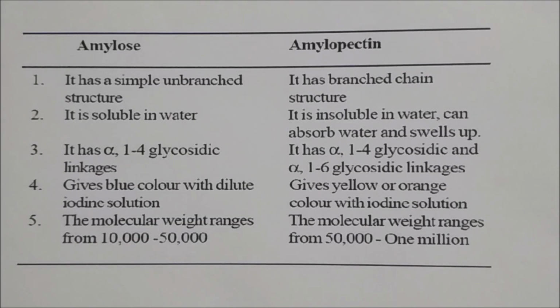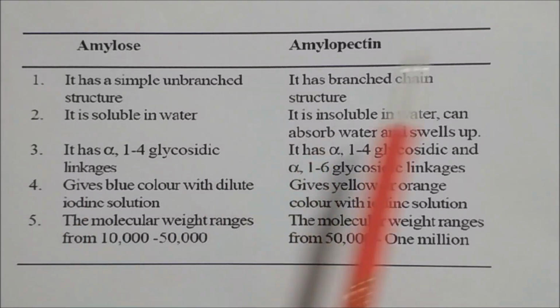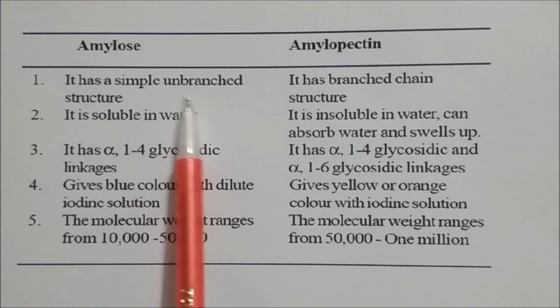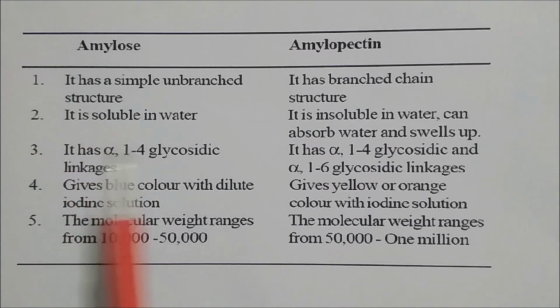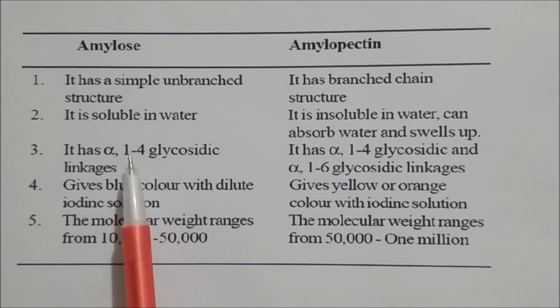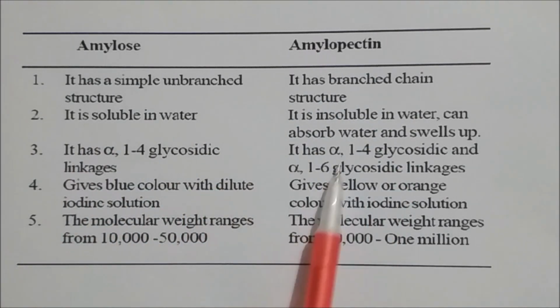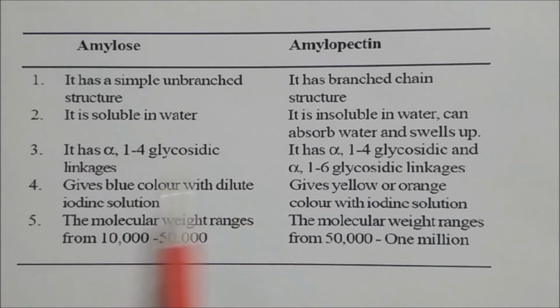Here is a pictorial difference between amylose and amylopectin. This is a simple unbranched linear chain. This is a branched chain, soluble, insoluble in water. Alpha 1,4 glycosidic linkage. Here alpha 1,4 and 1,6 glycosidic linkage. Blue color with dilute iodine solution. Here yellow or orange color with iodine solution. Molecular weight is 10,000 to 50,000. Here 50,000 to 1 million. So the units are different, and the molecular weight is also different.